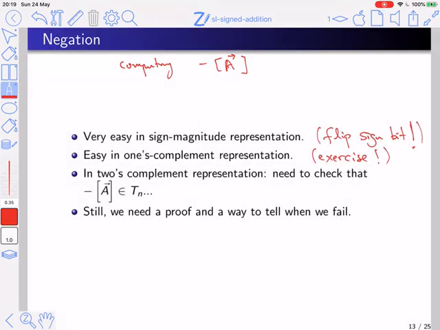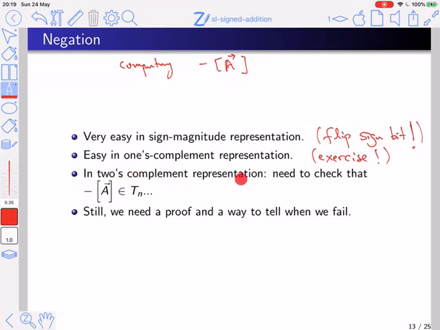Okay, so we refer to negation as the task of computing the minus number represented by the binary string. In the case of sign magnitude, negating is very easy. You just need to flip the sign bit. In case of 1's complement representation, negating is also easy. I'll leave it as an exercise.